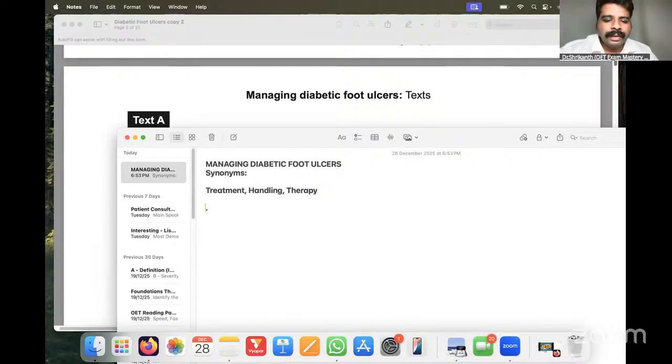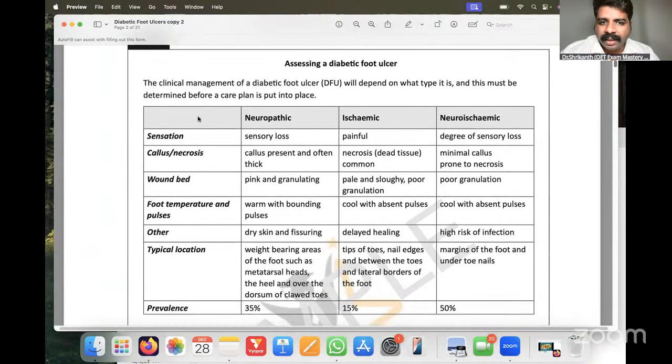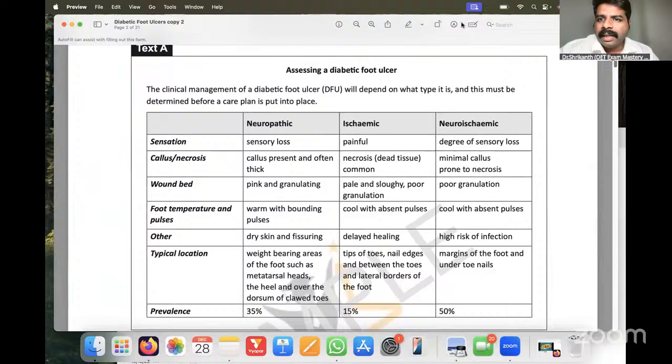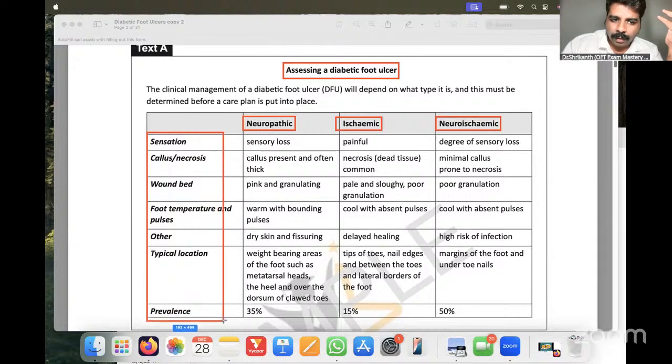Now let's come to text A. Let's see what the main heading in text A is. As you can see, we have one main heading. What's the main heading? Assessing a diabetic foot ulcer, right? So we have assessing a diabetic foot ulcer, and we have a table here. As we can see, there are three types of foot ulcers: neuropathic, ischemic, and neuroischemic, right? And in this column, we have sensations, necrosis, wound bed, and all these kinds of things.